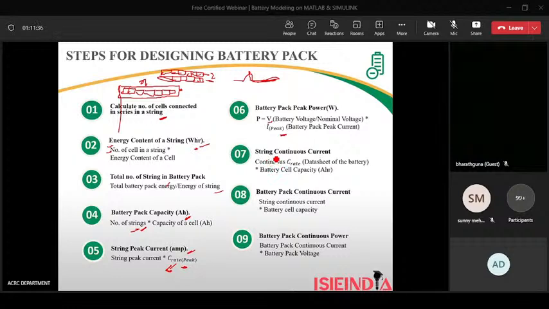Then we calculate the string continuous current. This continuous C rate is mentioned on the data sheet of the battery. Then we multiply by the battery cell capacity, that is Ah. Then we also calculate the battery pack continuous current: string continuous current into the number of strings and battery cell capacity. The battery pack continuous power we calculate by multiplying the continuous current and the battery pack voltage. So these are the steps we perform in calculating the battery pack.